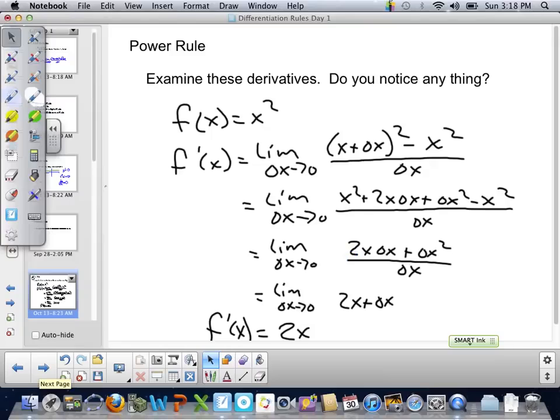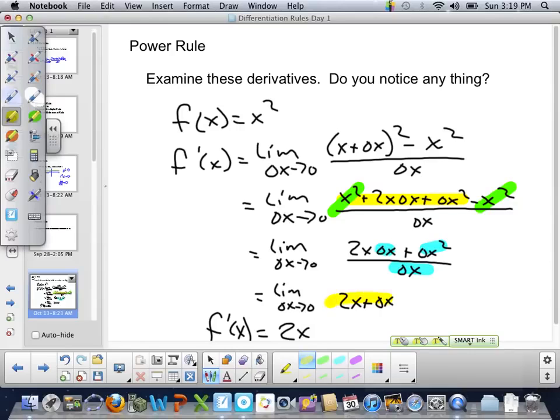The next rule is the power rule. And I've worked out some examples ahead of time to try and spot a pattern. So we'll start off with f of x equals x squared using our limit definition. Set it up. We square it out. These x squareds will cancel. And then these both have delta x, so one of those factors cancel. We're left with 2x plus delta x. And delta x approaches 0, so f prime of x is 2x.